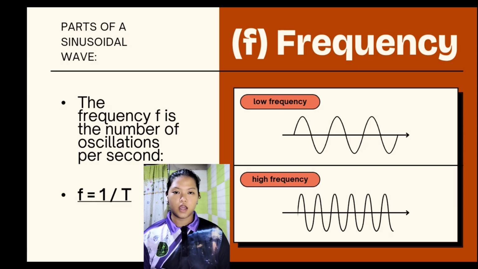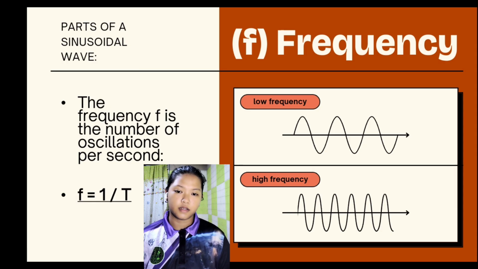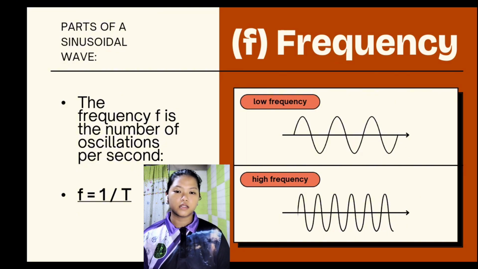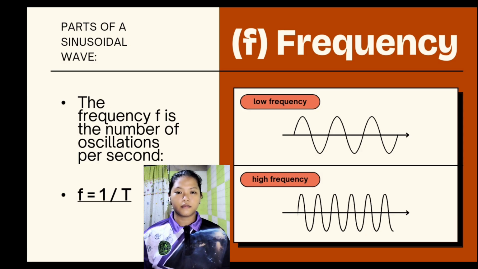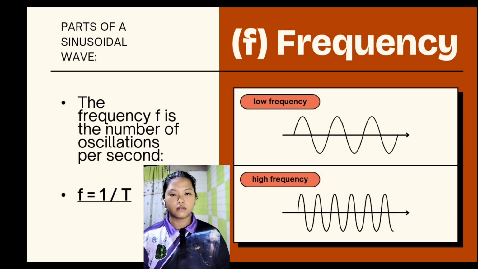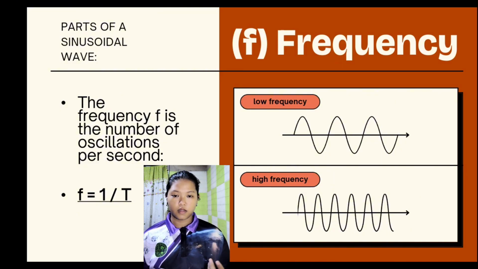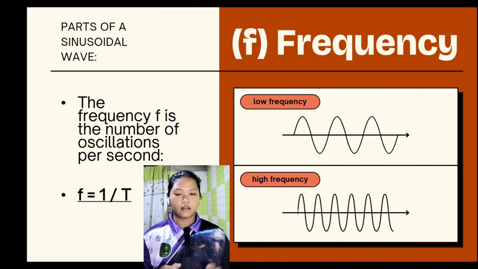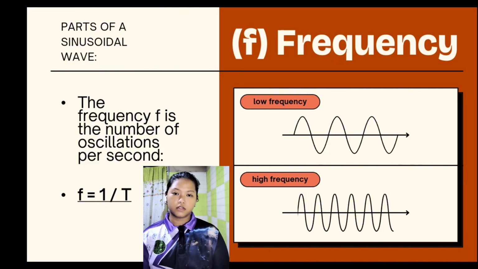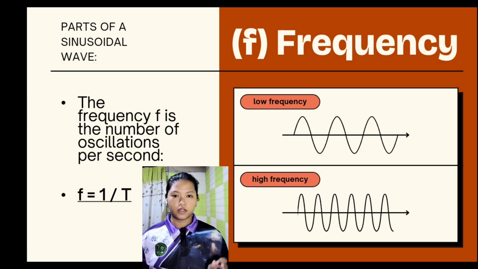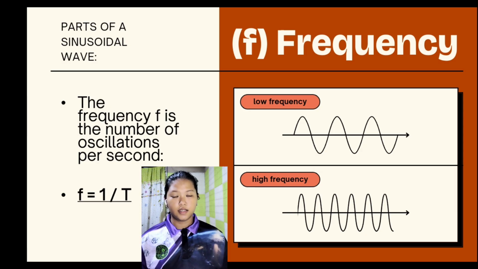Next is frequency. Frequency is the number of oscillations per second. It tells us how many waves pass a point per second. For example, if a wave passes 10 times every second, its frequency is 10 Hz. High frequency means the waves are fast and close together, while low frequency means they are slower and far apart. In solving for frequency, we use f equals 1 over T.